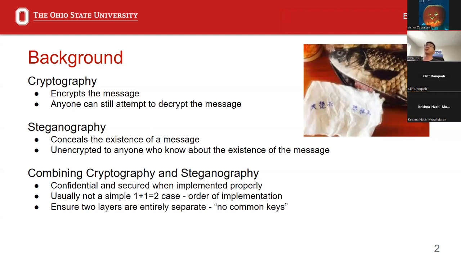So let's talk about combining those two together. By combining cryptography and steganography, we can obtain confidentiality and security when it's implemented properly. However, this is usually not a simple 1 + 1 = 2 case. The order of implementation will matter, and our goal is to determine the optimal order of implementation. Also, we need to ensure those two layers are entirely separate, aka there are no common keys. You can solve one, but still require some effort to solve the other one.